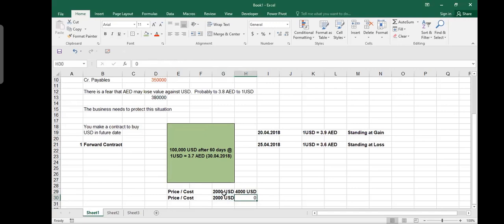And why is it changing? It is changing because of the price of the dollar. As the value of the dollar goes up or down, the value of the contract goes up and down. And here comes the word derivative. The definition of derivative is that a derivative is a financial instrument.